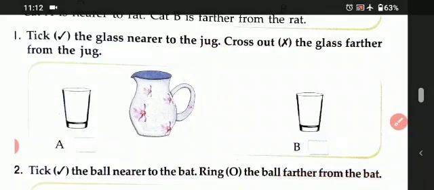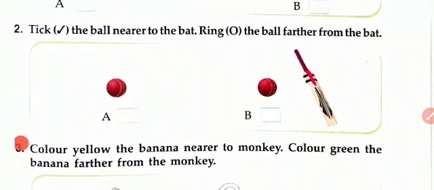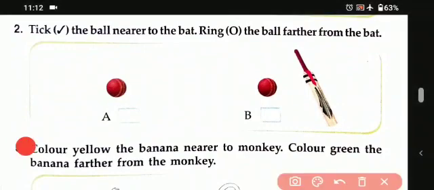Okay students, so again, tick the ball nearer to the bat and ring the ball further from the bat. Simple. This is the ball which is further from the bat, so I have circled it, and this is the ball which is closer or nearer to the cricket bat.